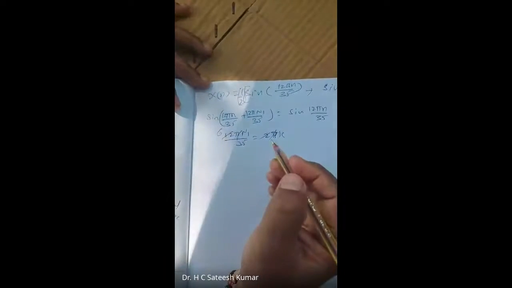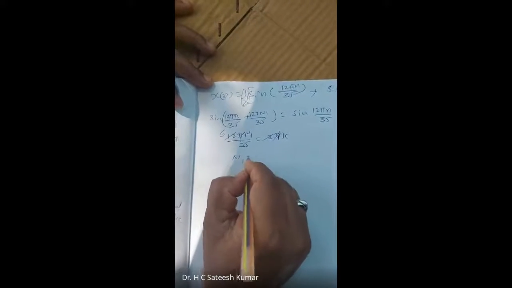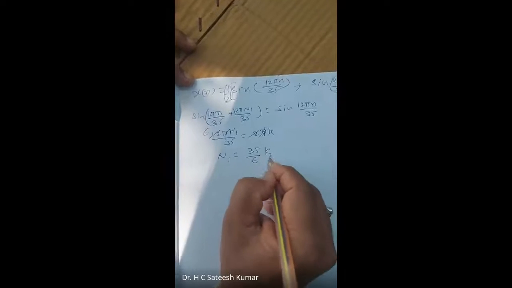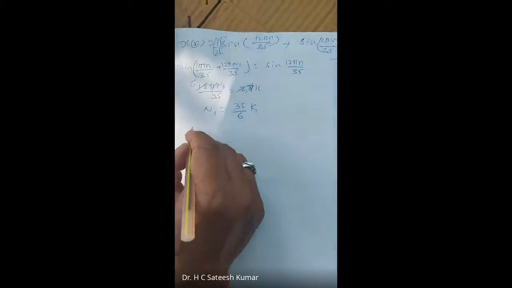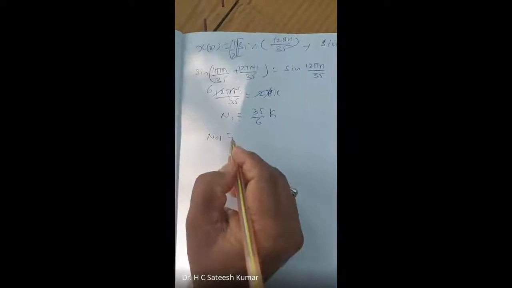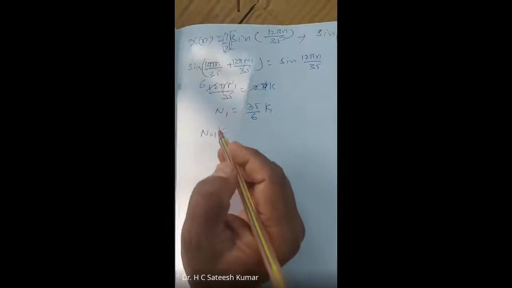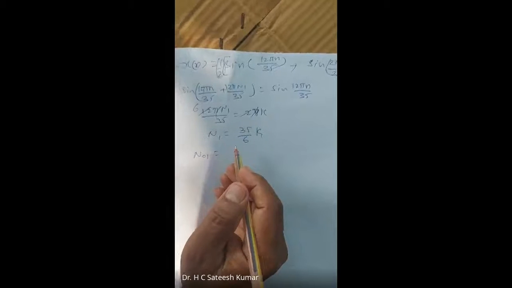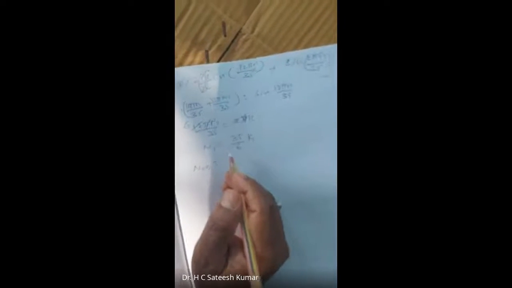Pi gets cancelled, 6 times. Okay, n1 is equal to what? 35 divided by 6 times k. What is n01? Many students make a mistake. When I ask this, they say, sir, k is equal to 1, sir, 35 by 6 is the period. Sorry, wrong. You know it.